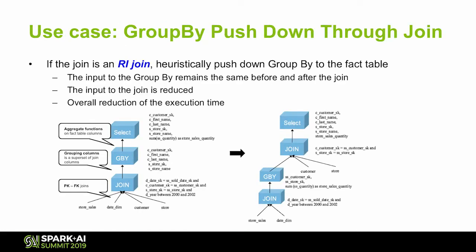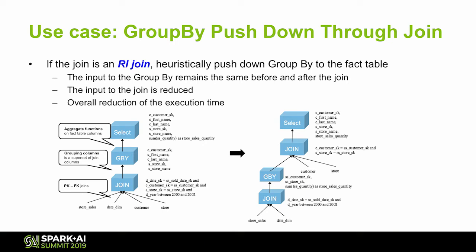So the GroupBy pushdown through join is an optimization that we implemented for the RI feature work. What this optimization does is basically push a GroupBy below a join. And the rationale behind it is to reduce the number of rows that will be input to the join so that it will improve the execution time.